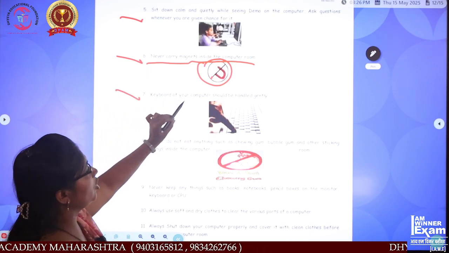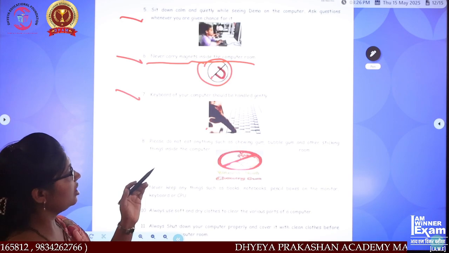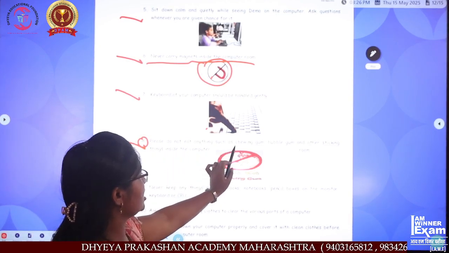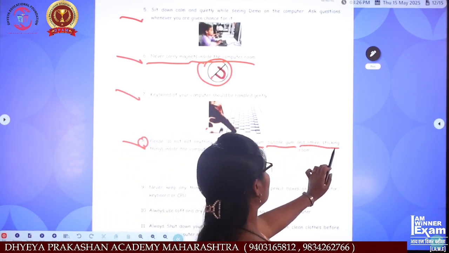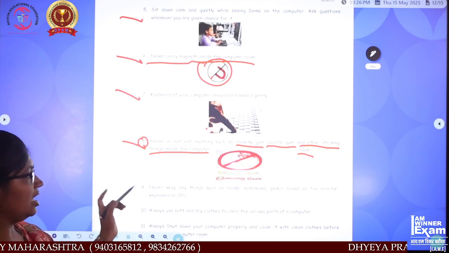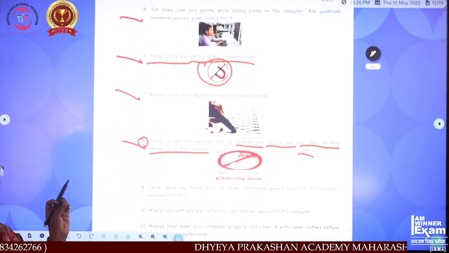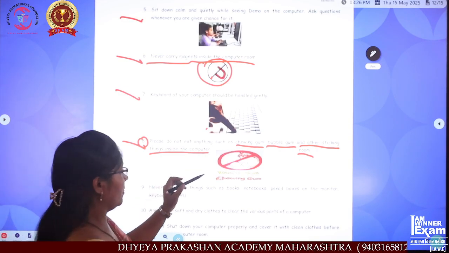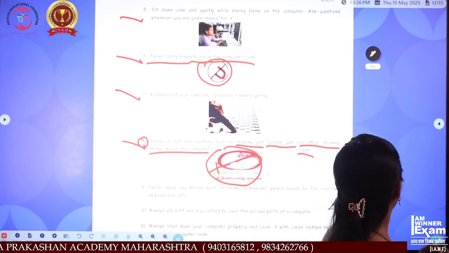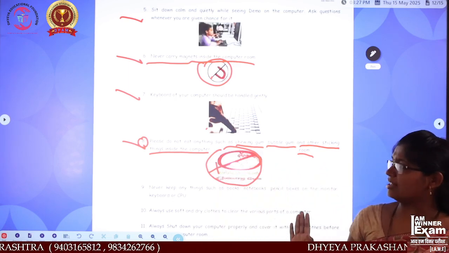Seventh is keyboard of your computer should be handled gently. Keyboard of a computer should be handled gently. Please do not eat anything such as chewing gum, bubble gum and other sticking things inside the computer room. So avoid it. कोणीही खायचं नाहीये. बबल्स गम असेल, चेविंग गम असेल, तरी कम्प्युटर रूम मध्ये तुम्ही खायचं नाही.